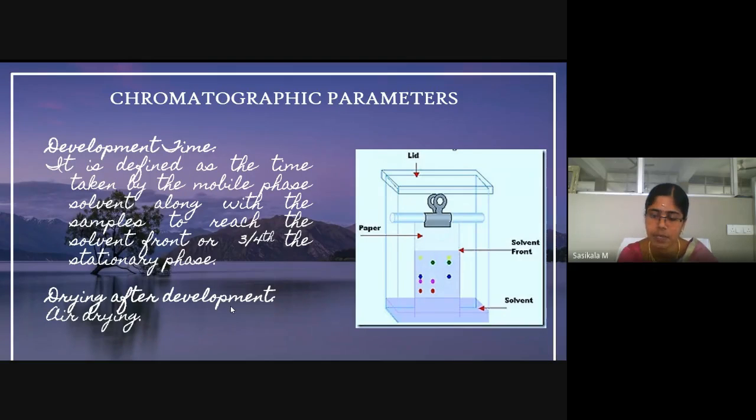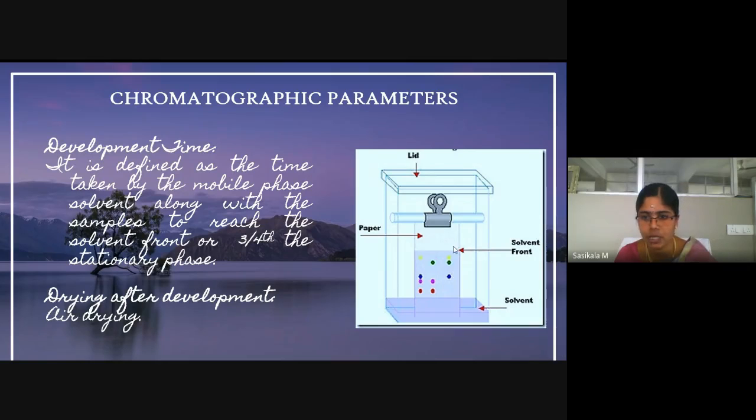What is the first step where you have dried? After keeping the sample, you have dried the spots well. Even a single particle of water or solvent will affect the separation of molecules. So you will not get well separated molecules. Instead, you will get a mixture or a tailing effect of that molecule in the paper.